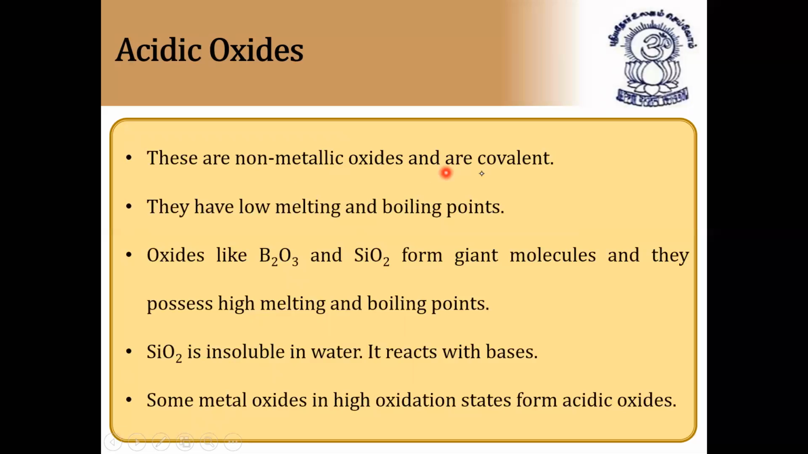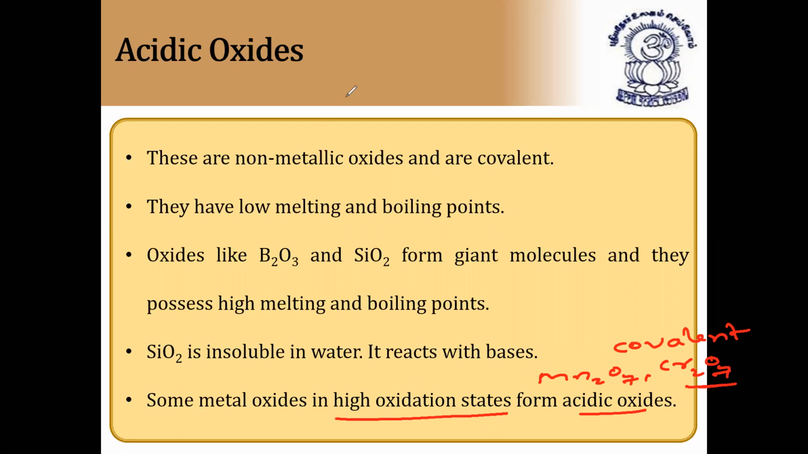These are non-metallic oxides and are covalent in nature. Non-metallic oxides are acidic oxides. They have low melting points and boiling points. Oxides of boron, B2O3, and silicon dioxide form giant molecules and they possess high melting points and boiling points. Silicon dioxide is insoluble in water. It reacts with bases. Some metal oxides in high oxidation states, like Mn2O7 and Cr2O7, are also acidic oxides. Even though they are metal and non-metal combinations, they are acidic oxides, and most probably they are also covalent in nature.